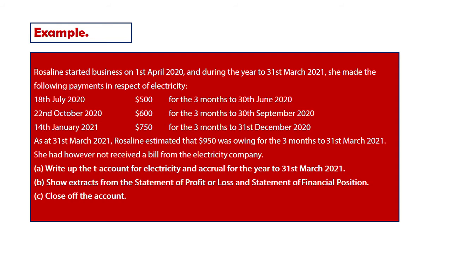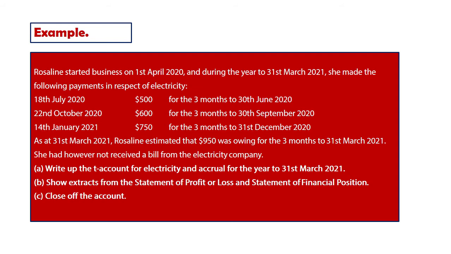Now, Rosalind started business on 1st April 2020, and during the year to 31st March 2021, she made the following payments in respect of electricity. So a period starting from 1st April 2020 will end on 31st March 2021. First payment: on 18th July 2020, she made a payment of $500. That is for the 3 months to June 30th, 2020. So she paid for the bills relating to April, May, June, $500.